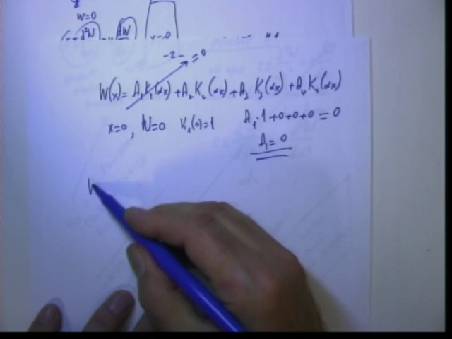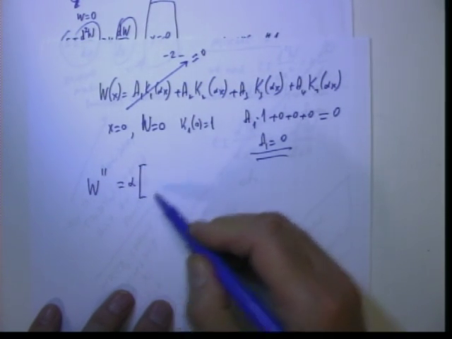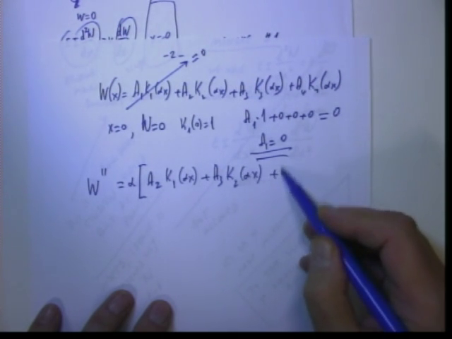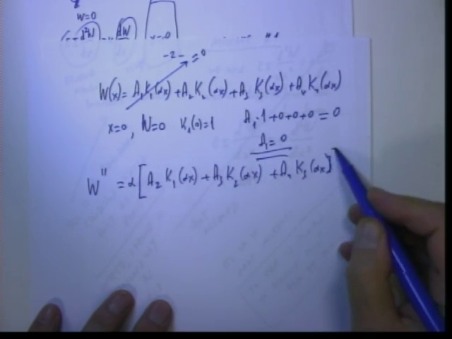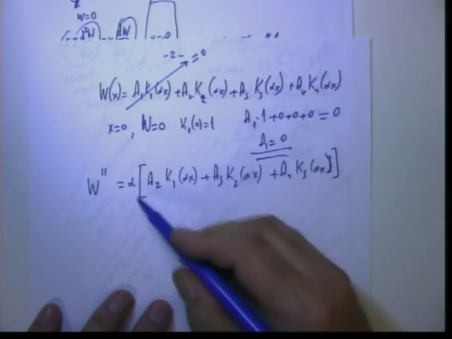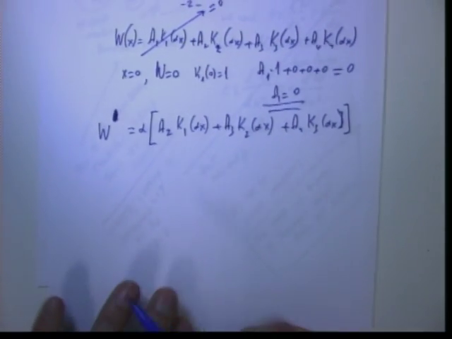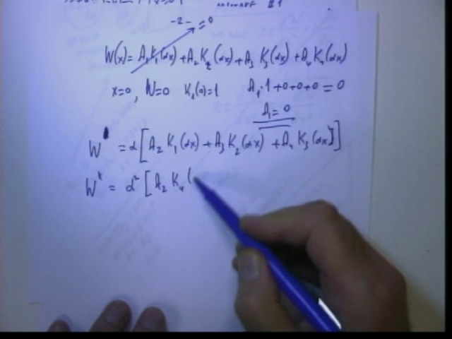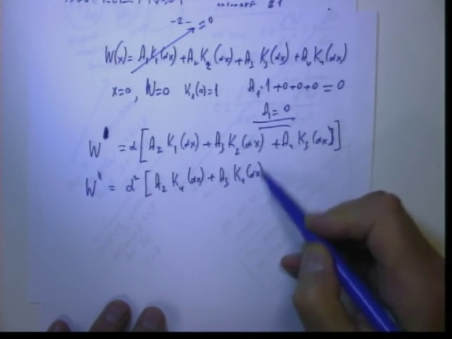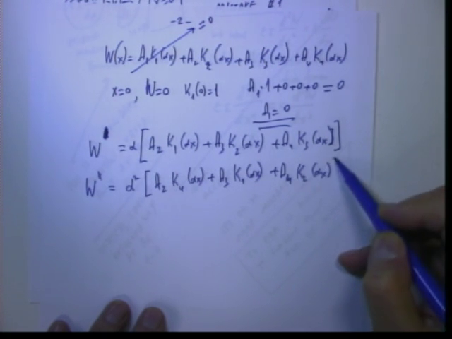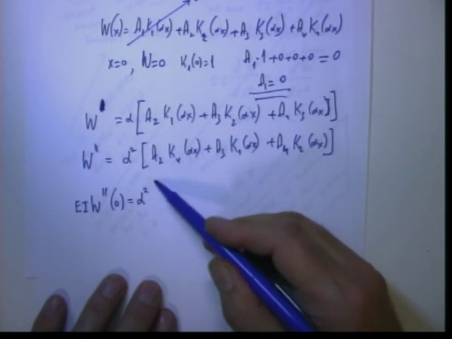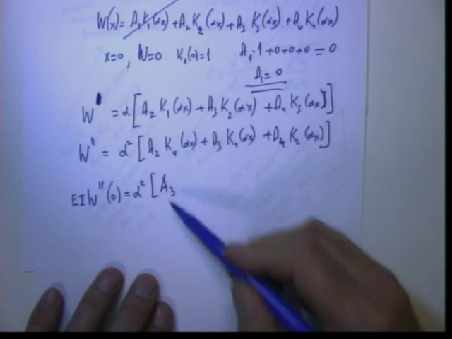So now we have left the other terms. We want the second derivative, so we write it. Oh, sorry, I calculated the first derivative. Excuse me. Now the second derivative, because I need the first derivative also. The first derivative is alpha times a2 K1 alpha x plus a3 K2 alpha x plus a4 K3 alpha x. The second derivative will be alpha squared times a2 K4 alpha x plus a3 K1 alpha x plus a4 K2 alpha x. So EI W second derivative at 0 equals EI alpha squared, and a3, since the other terms are 0.